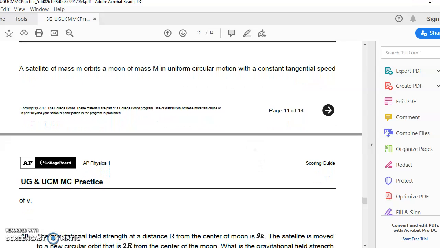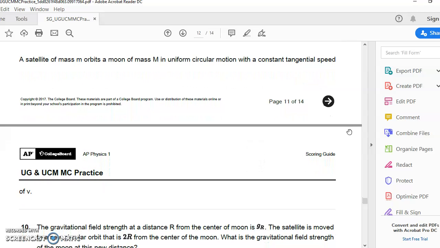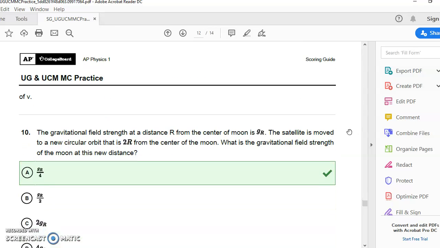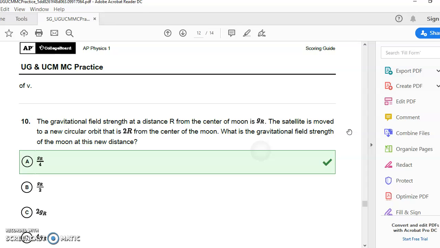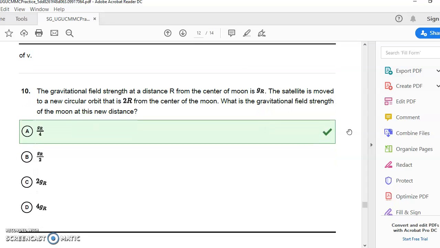A satellite of mass m orbits a moon of mass big M in uniform circular motion with constant tangential speed of v. The gravitational field strength at a distance r from the center of the moon is g. The satellite is moved to a new orbit 2r from the center of the moon. What is the gravitational field strength?